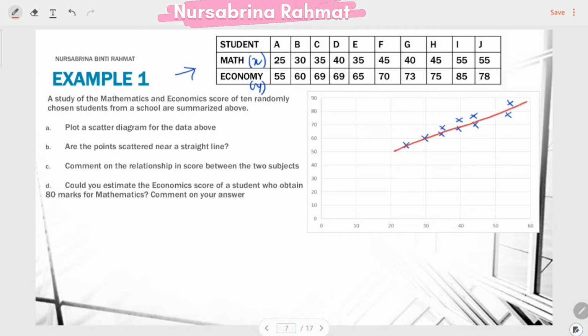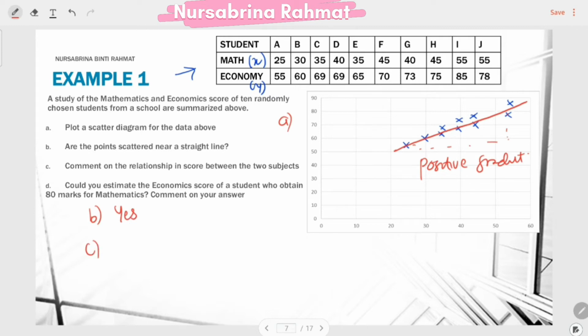Okay, so that is the best line of best fit that I can draw. My line of best fit has a positive gradient. So positive gradient, this is my answer for A. For B, the points are scattered near a straight line, as you can draw a line of best fit between all the points. So yes.